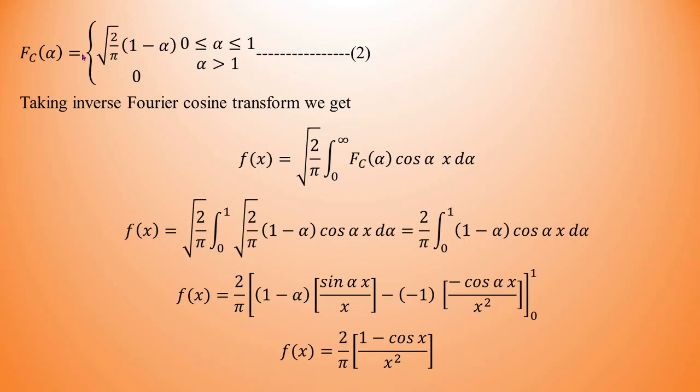Now as we wish to evaluate the integral, that is, we want to know what is the unknown function f of x, as we have taken Fourier cosine transform, now we will take inverse Fourier cosine transform. So according to definition we have this. Now we will substitute Fourier cosine transform of alpha. You can see here its value is non-zero when alpha lies between 0 to 1, and it takes the value 0 for all other values.